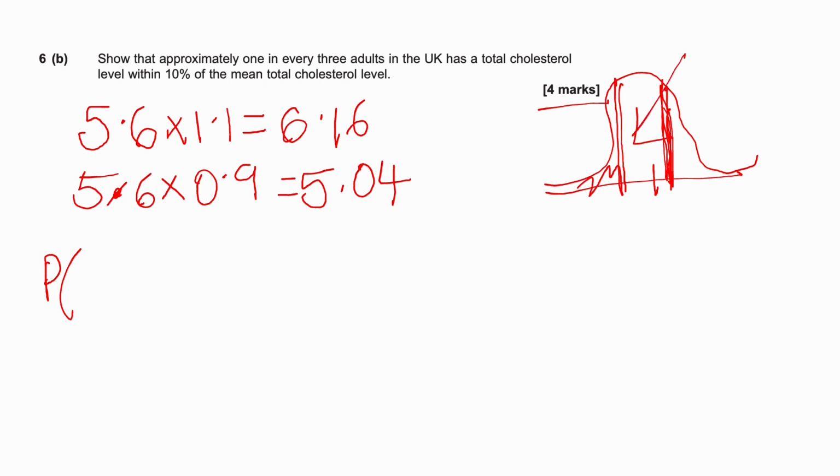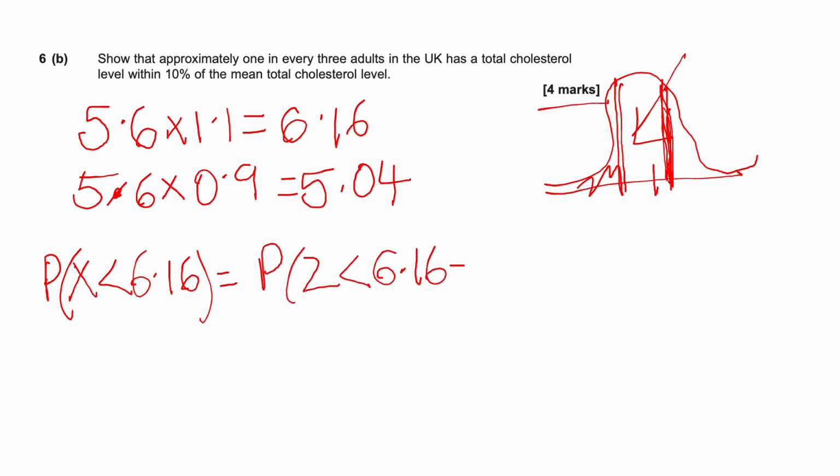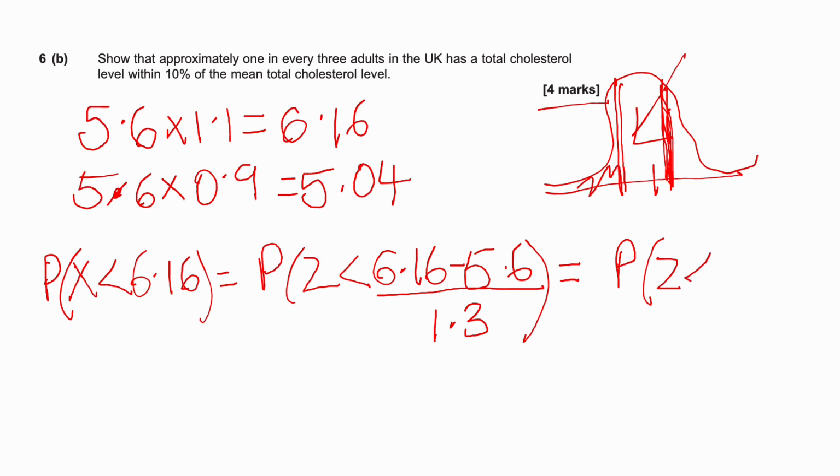So we need to standardise it first of all. So we'll look at this one first. So we need to do the probability that x is less than 6.16 is the same as the probability z is less than 6.16 take away 5.6, which is the mean, and divide it by 1.3, which is the standard deviation. And I think when we do that, we end up with the probability that z is less than 0.43.